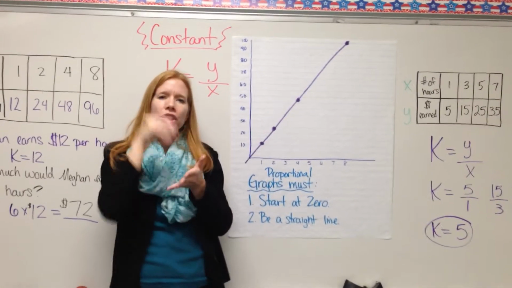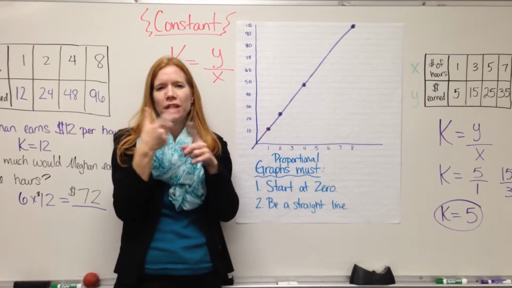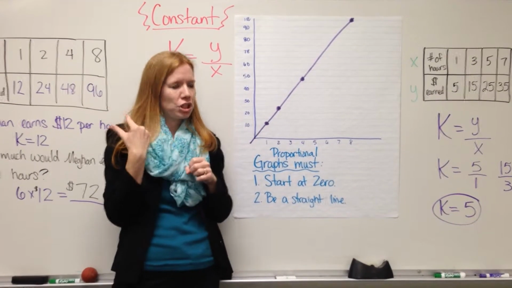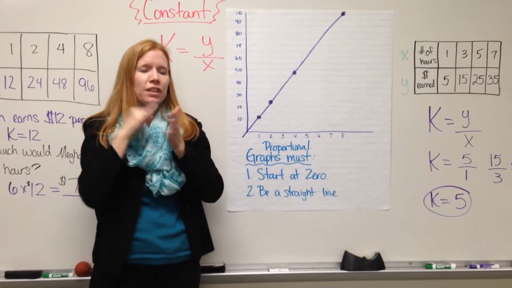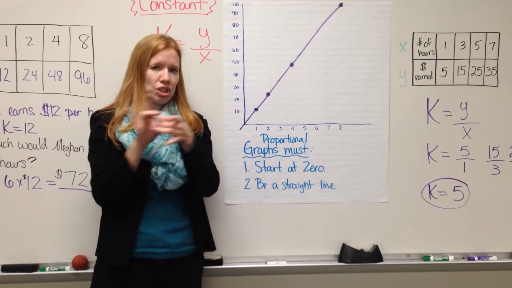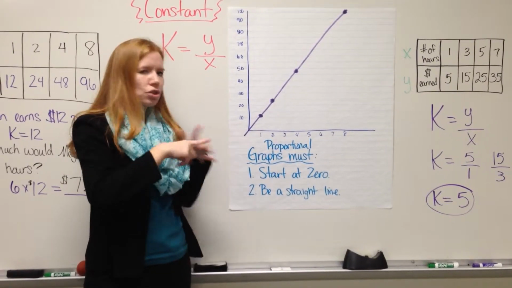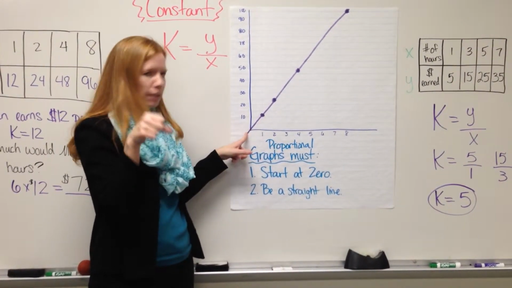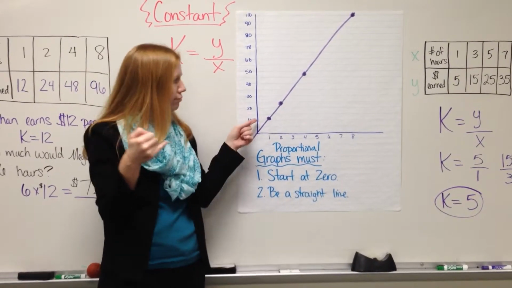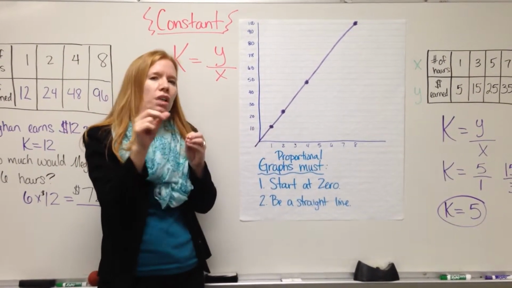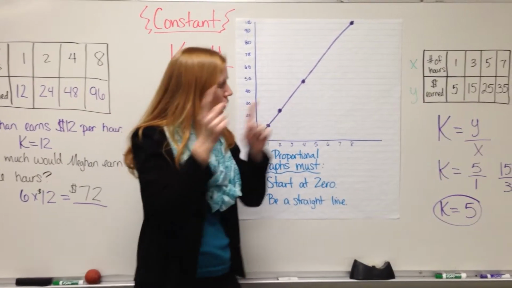Remember the rules that we learned last year. This is the same information from Mrs. Barone's class last year. For this to show me if it is a proportional relationship, it must start at 0. And it must be a straight line. That is straight.